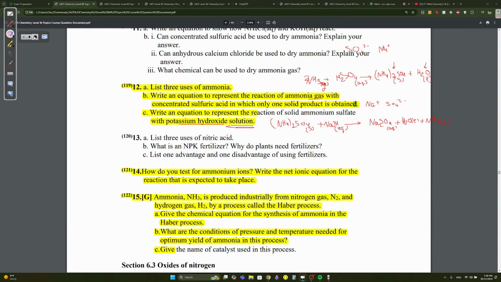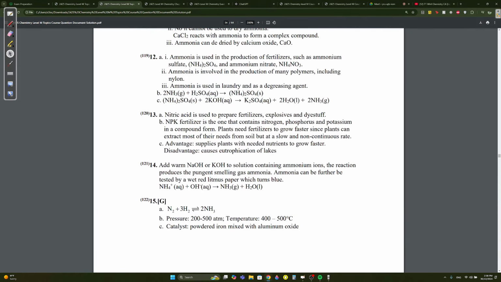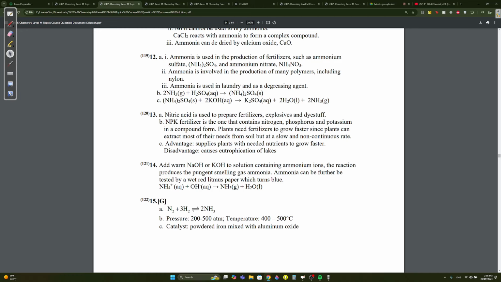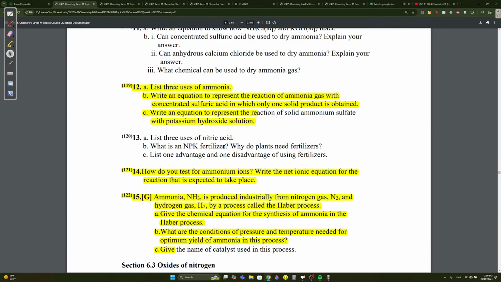List three uses of nitric acid. These they don't come often. Nitric acid is used to prepare fertilizers, explosives, and dyestuff. You should know fertilizers and explosives. Nitrogen is used for fertilizers and explosives. Like in Beirut, you guys know the explosion that happened on August 4, 2020. What happened was basically there was a lot of ammonium nitrate, NH4NO3, and basically it got lit up and it's very explosive. It just exploded and the whole thing exploded.